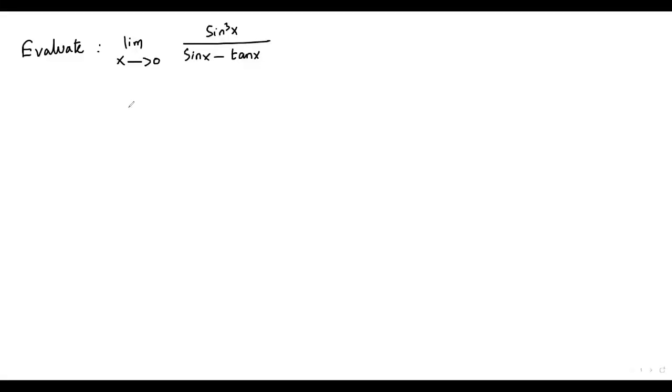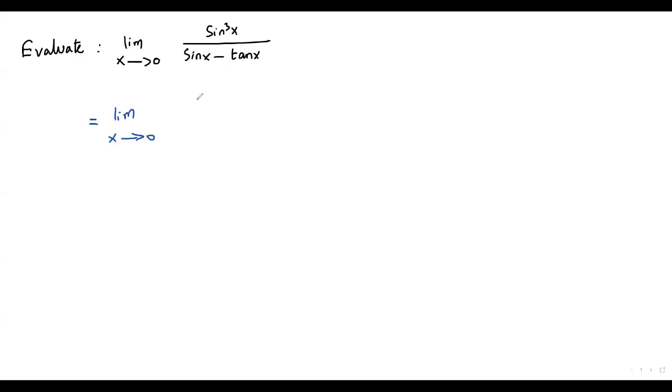Here we have a problem on evaluating a limit. That is, the limit as x approaches 0 of sine cube x over sine x minus tan x. To evaluate the given limit, first we can use the quotient identity for tan x. That is, tan x can be written as sine x over cosine x. Let me write it over here.